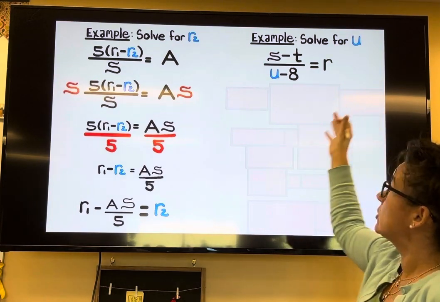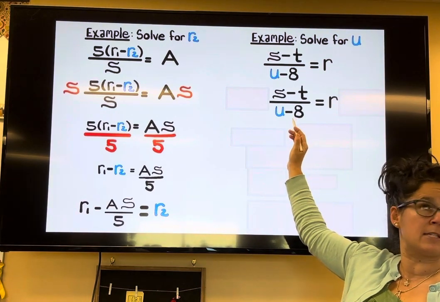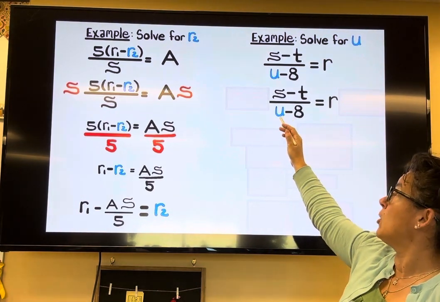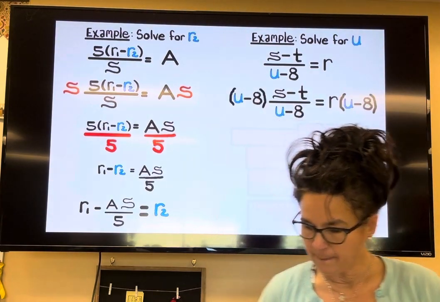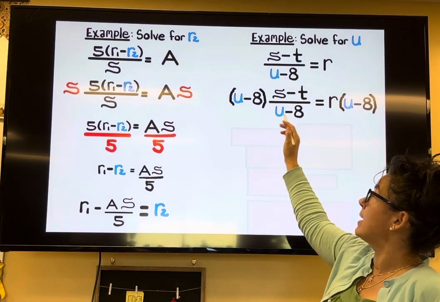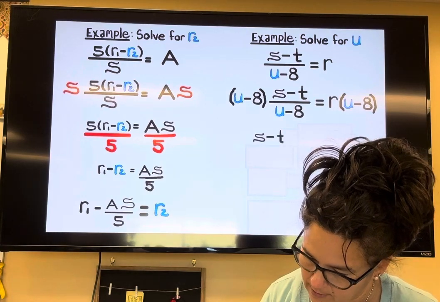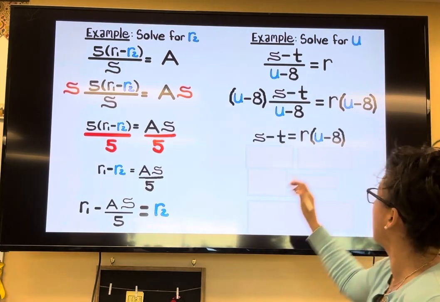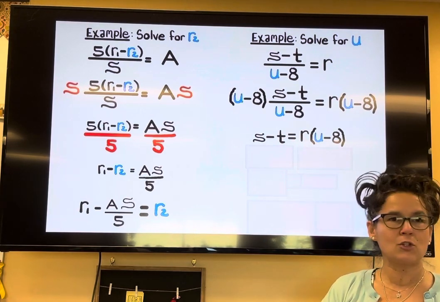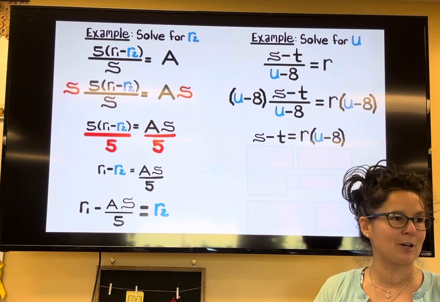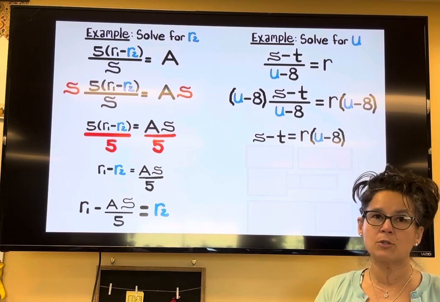This one, as soon as I see a fraction, I'm going to multiply both sides by the denominator. So I'm going to multiply by u minus 8. Okay, and when I do that, it gets rid of the u minus 8 right here, and I'm left with s minus t. Bring down my equals, and I now have r times u minus 8. If you decide to distribute the r through because you see something in front of parentheses and you feel compelled to distribute, you can do that and then continue solving.